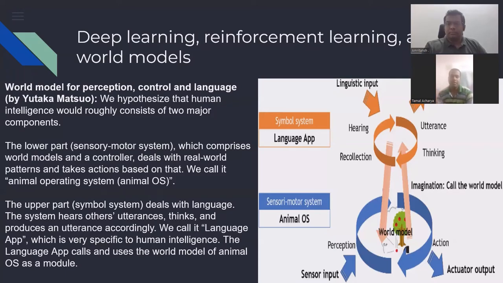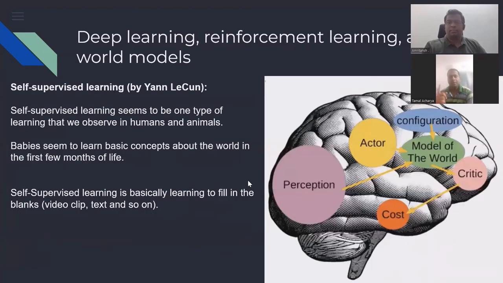Now, if you move on. We did cover this one, but for the sake of our discussion, we'll cover it again. This is Yann LeCun's paper on self-supervised learning, the autonomous machine learning system. Self-supervised learning is one type of learning you observe in humans and animals. Babies seem to learn basic concepts about the world in the first few months of their life. They observe the adults around them and want to mimic them. By mimicking, they are learning.